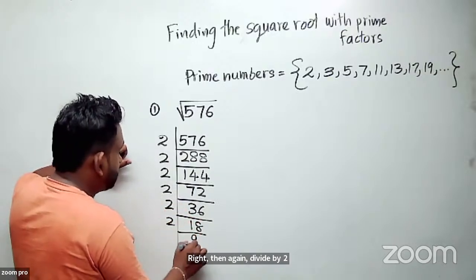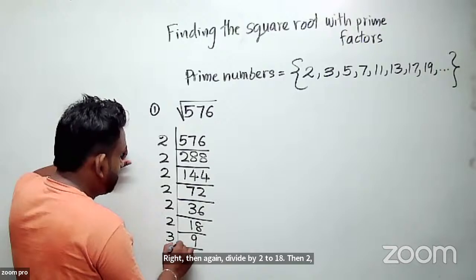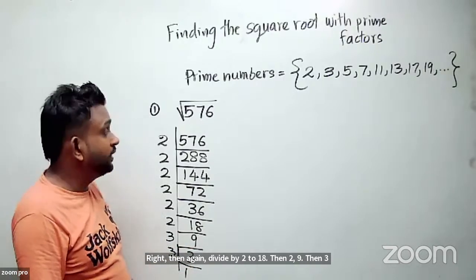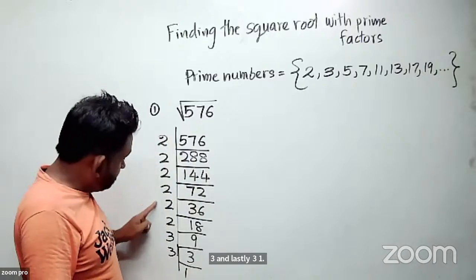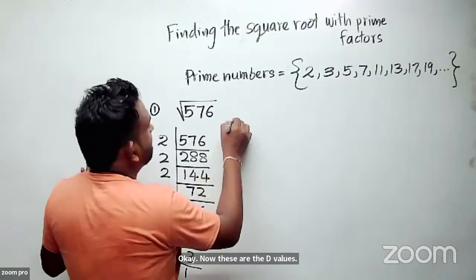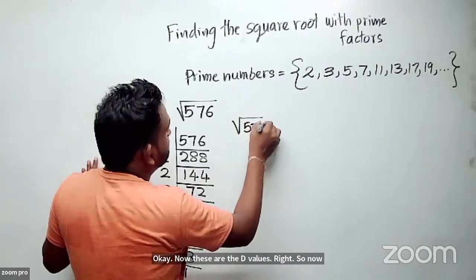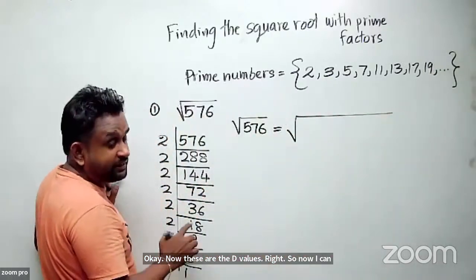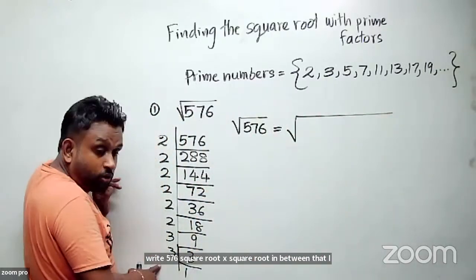Then 2, 9. Then 3, 3. And lastly 3, 1. Okay. Now, these are the divisible values, right? So now I can write the square root of 576 as square root, and in between that, I write the product of all these.